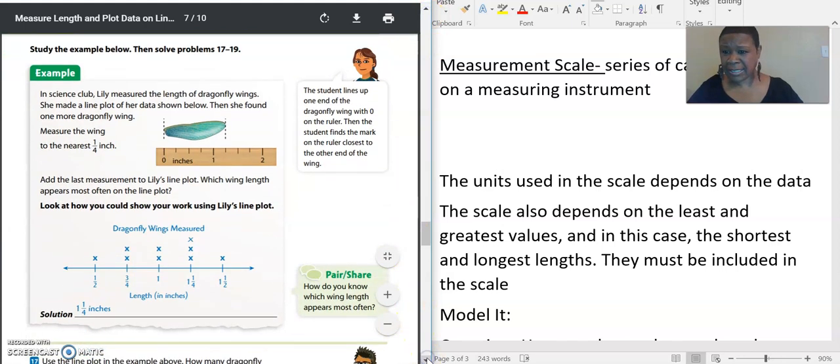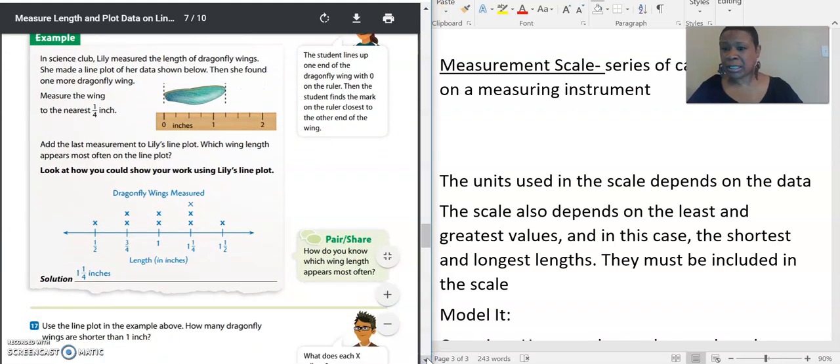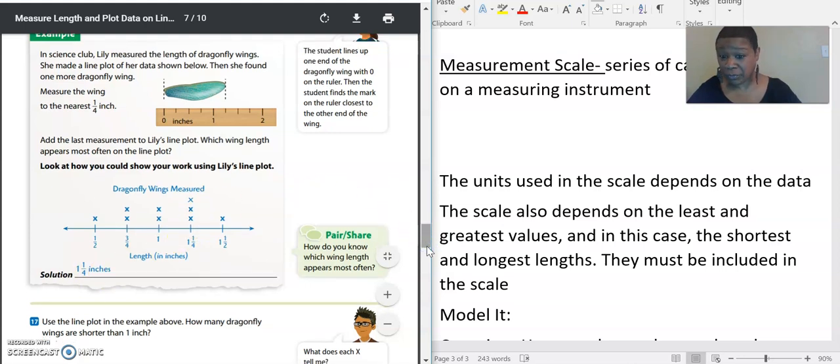So back to that, if you were adding Lily's new measurement, and she measured this first wing at 1 1/4, that's what she would be adding if you added a fourth to it. Add the last measurement to Lily's line plot. Which wing length appears the most on the line plot? Look at how you could show your work using Lily's line plot. So if we added there, we have more. The solution would be 1 1/4.